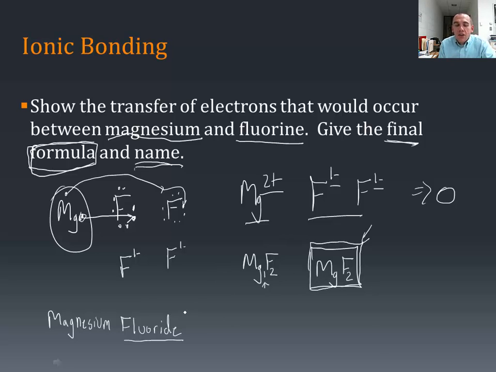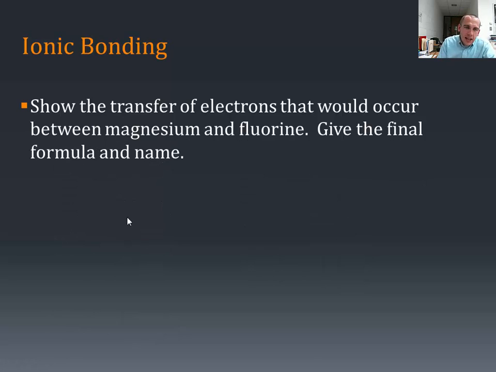Now, there's another way to do this. There's an easier way, maybe, to come up with that formula. So let me show you that real quick. I'm going to go ahead and clear all this, and let's look at this again. Magnesium is Mg, and it has 2 valence electrons. Fluorine is F, and it has 1, 2, 3, 4, 5, 6, 7 valence electrons.